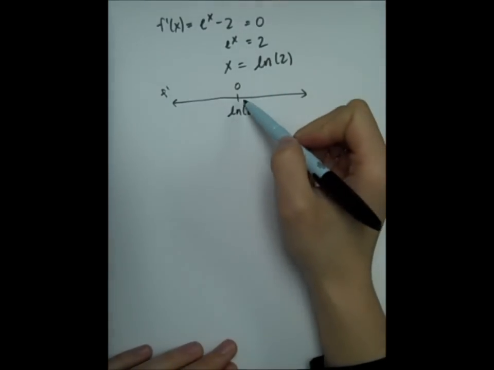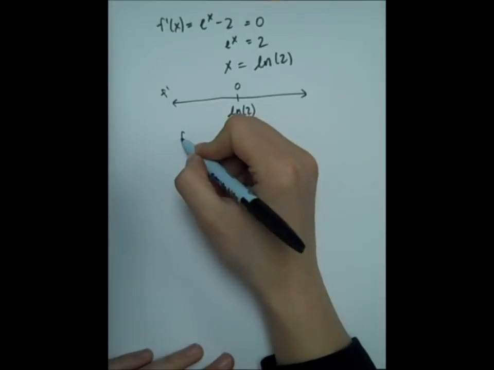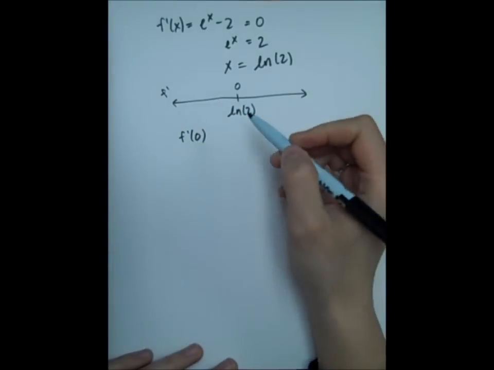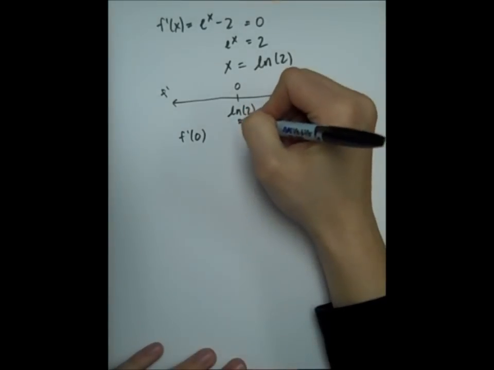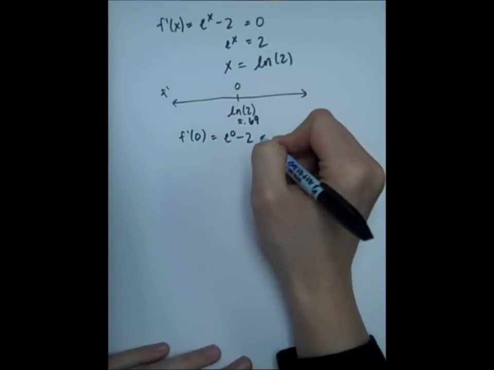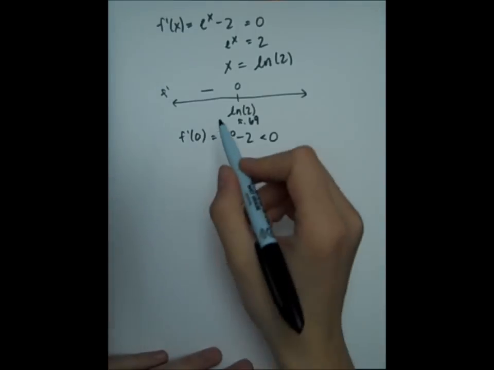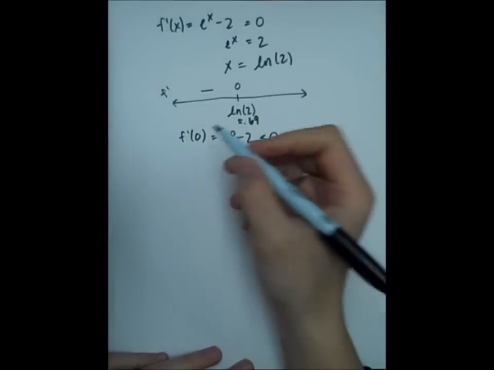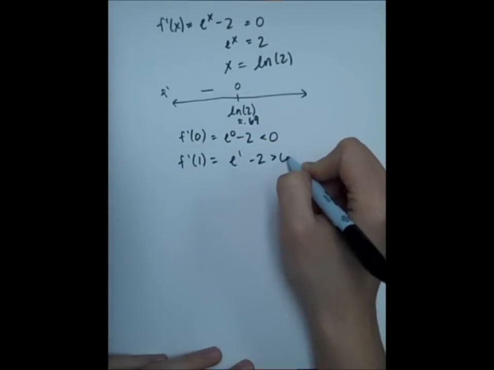Now I need to test something to the left and then something to the right. Natural log of 2 is about 0.69, so we can test 0 to the left. If I plug in 0, I get e to the 0 minus 2. E to the 0 is 1, and 1 minus 2 is less than 0, so negative. Now test something to the right. We said this was 0.69, so maybe I'll plug in 1. So e to the 1 minus 2 is positive.